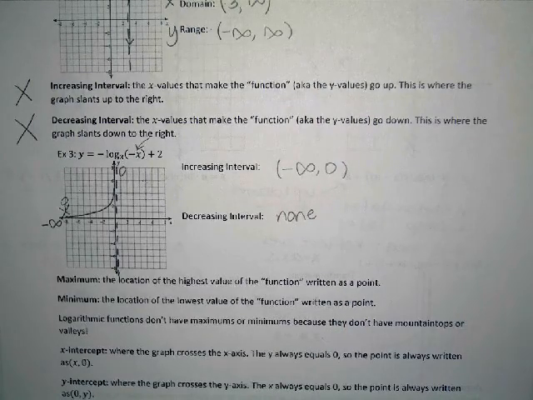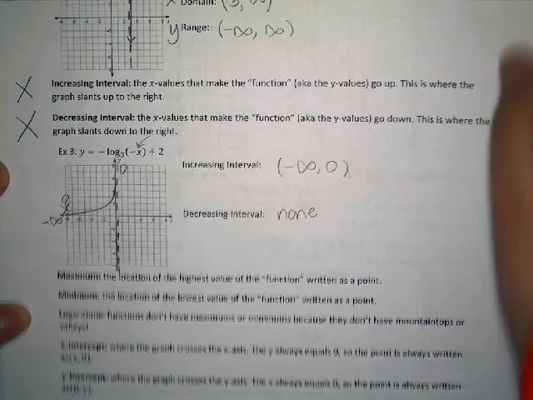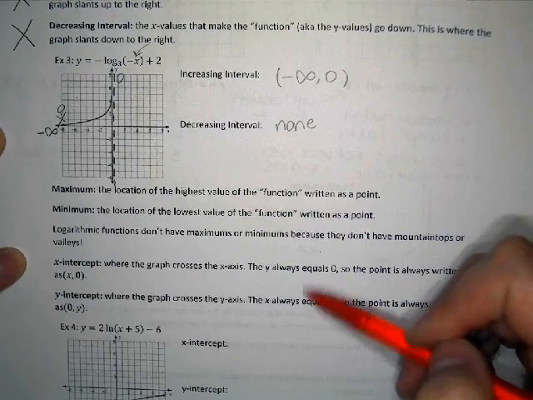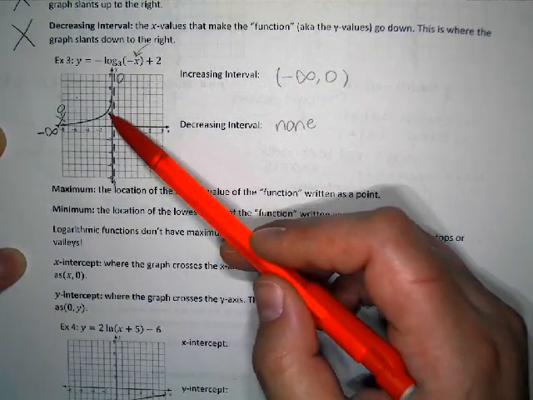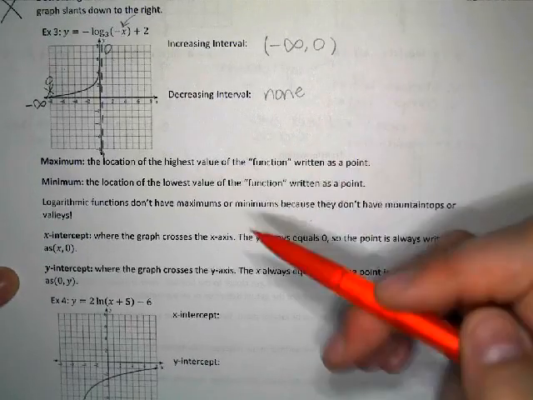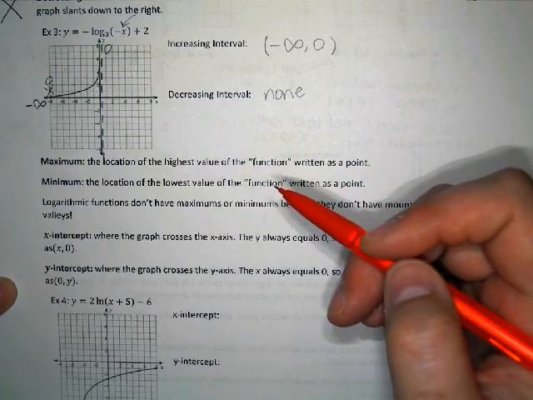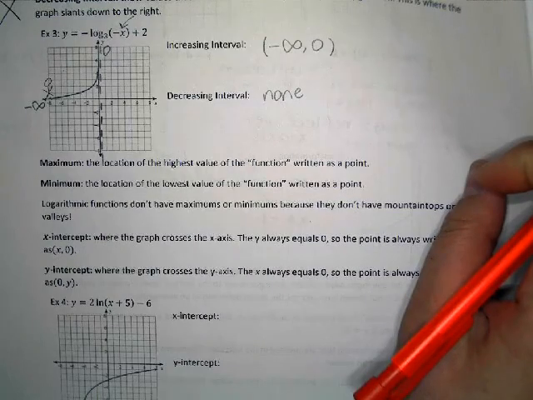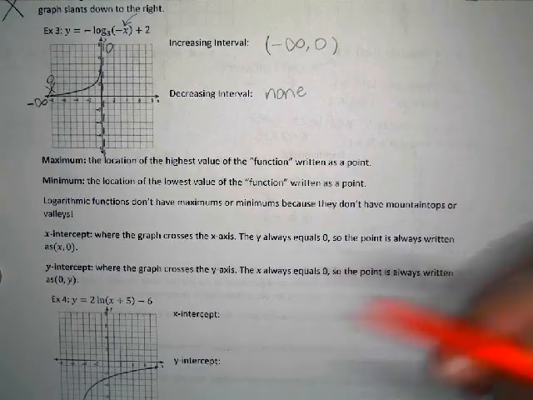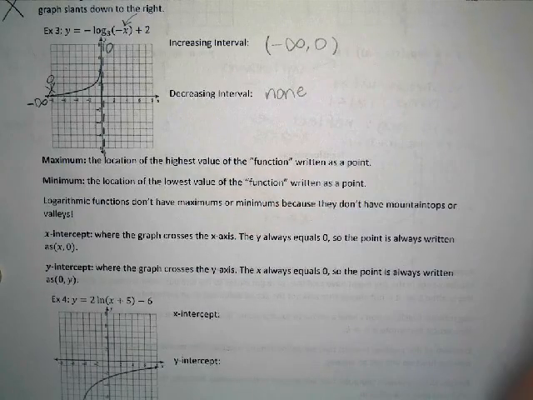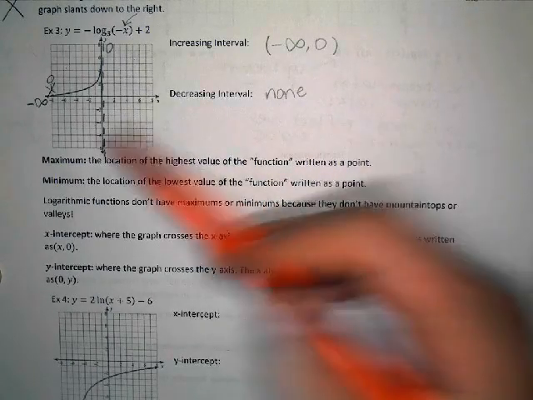Maximums and minimums look like mountaintops and valleys, and logarithmic graphs don't have mountaintops or valleys. You get more specific in pre-calc, where you can talk about absolute maximums and absolute minimums, but the way these graphs are drawn, there aren't even going to be those. So there are no maximums or minimums if they ask about that. No high points and low points to the graph.